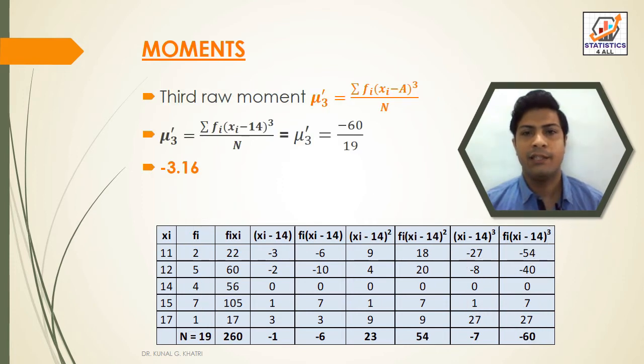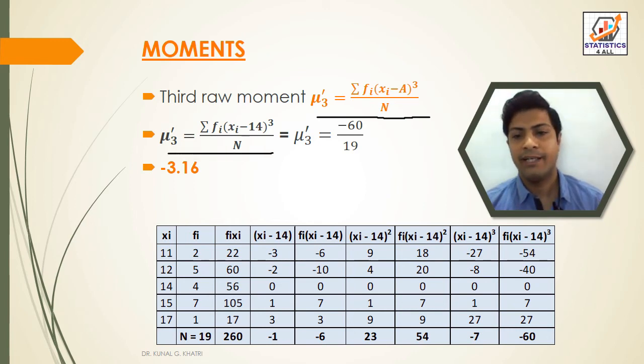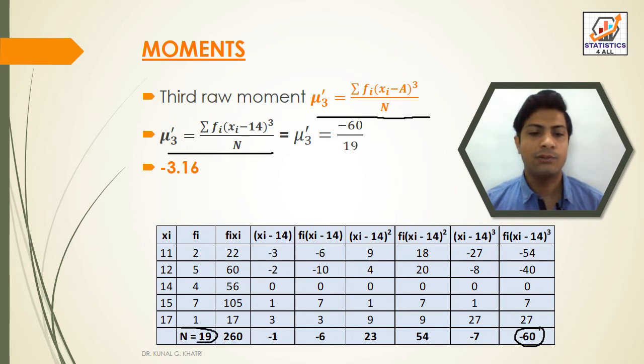Now after finding the value of sigma fi into (xi minus 14) whole cube, we will put it in the formula of the third moment, that is mu3 dash, that is equal to sigma fi into (xi minus a) whole cube divided by n. Therefore the formula will be mu3 dash equal to sigma fi into (xi minus 14) whole cube divided by n, where sigma fi into (xi minus 14) whole cube is equal to minus 60, and n is equal to 19. So putting in the above formula, minus 60 divided by 19, we get the value minus 3.16.